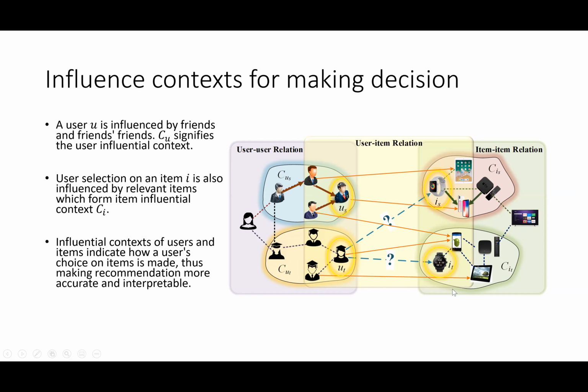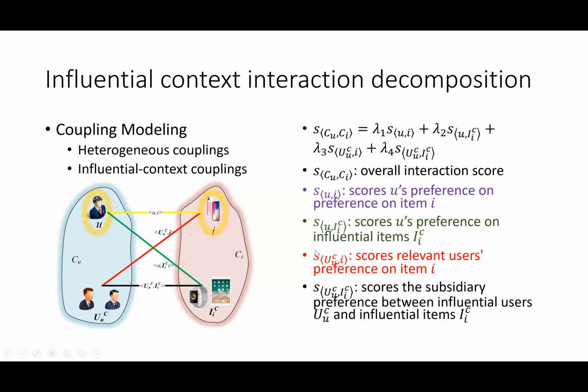Okay, so that basically shows the main idea. So now let's see how to model that. A little bit more mathematical. Here we have, as I mentioned, heterogeneous couplings. We have influential context. Influential context means that given a user U, we only highlight those important, influential users.